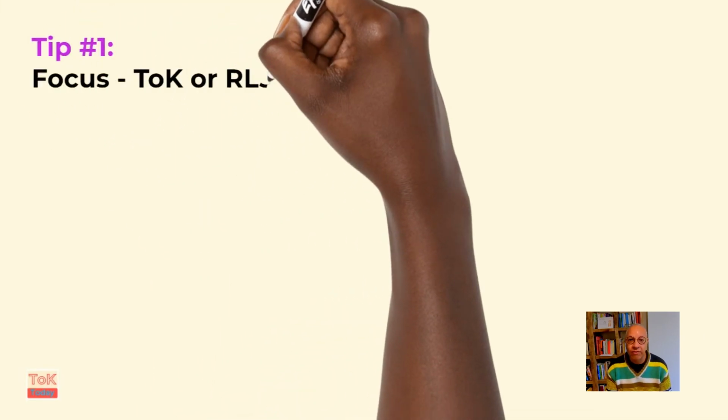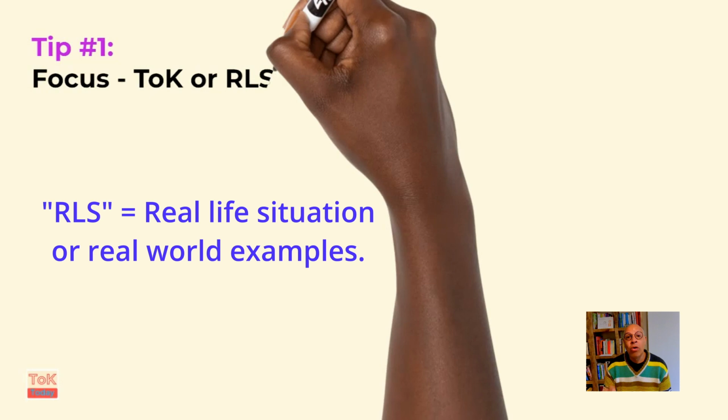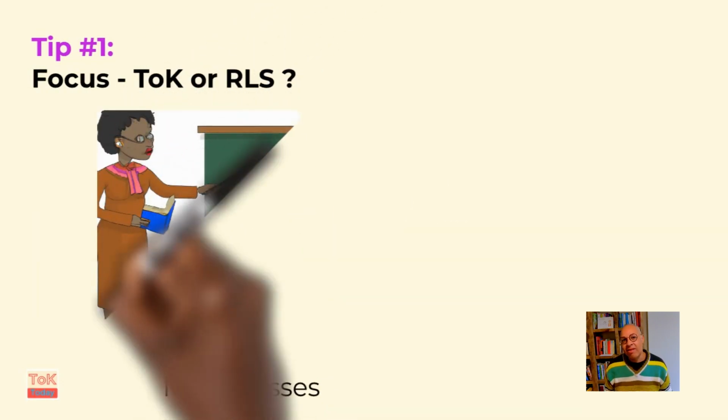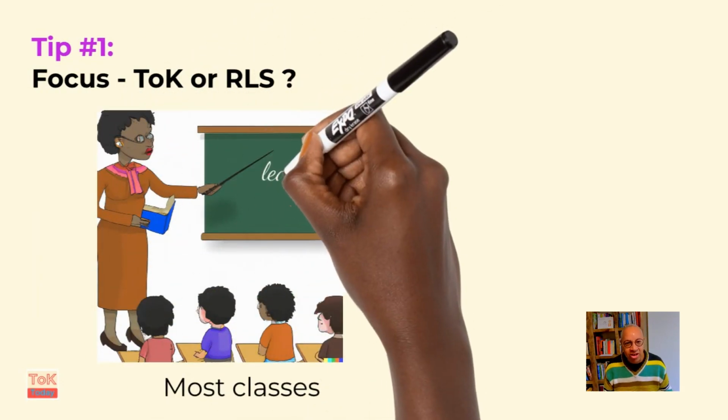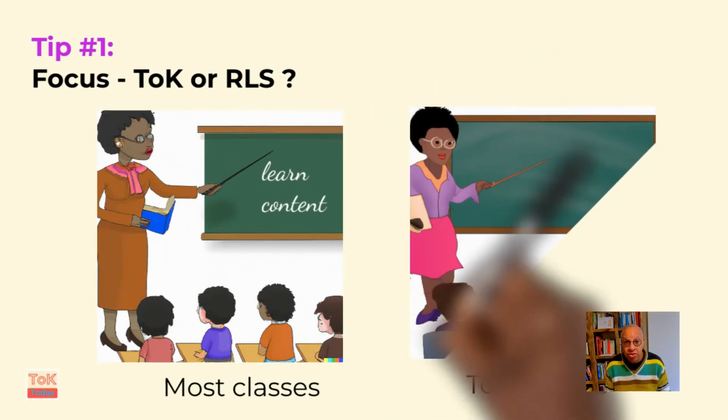So the first thing to look for is the focus of the essay on knowledge arguments or on the real life situation? Most draft essays that I've seen have far too much RLS content, real life situation content. They're overly descriptive of the examples used, and they dedicate far too many words to the RLS. This is entirely understandable. Most DP students have probably spent most of their educational career being assessed on the accuracy of their understanding of content.